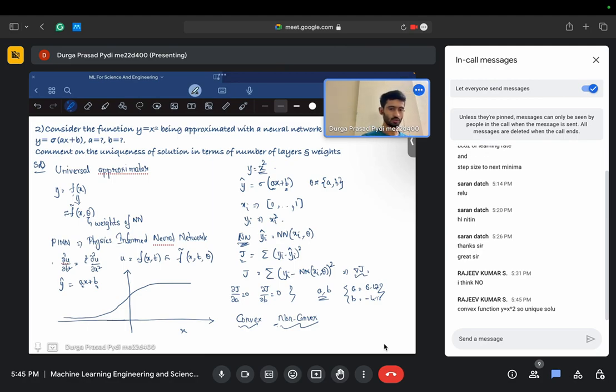Y equal to x square is a convex function, so unique solution. Y equal to x square is a convex function, that is for sure, but the point is y equal to x square is my original function, so I am trying to get that original function. So what is the function that I am trying to optimize here? This is a function I am trying to optimize now. Y equal to x square is something that I am not optimizing now.